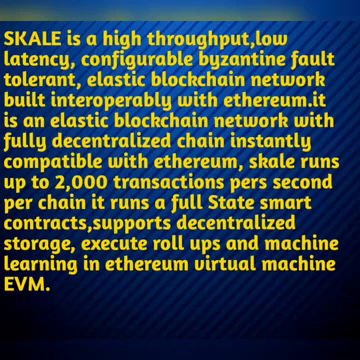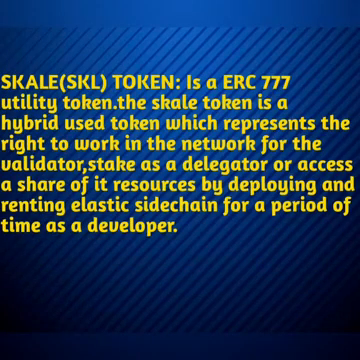Skale runs up to 2,000 transactions per second per chain. Now, this has to do with the throughput we were talking about, how fast a transaction can go. So Skale runs about 2,000 transactions per second per chain. It runs full state smart contracts, supports decentralized storage, and executes rollups and machine learning in the Ethereum Virtual Machine, which is the EVM.